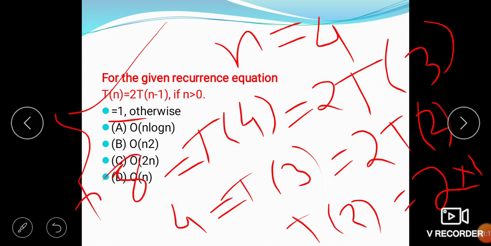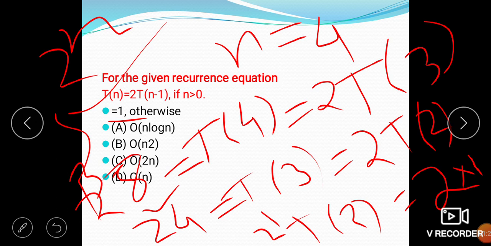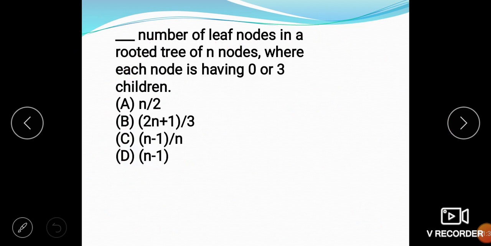So here you can see this is 2 to the power 3, 2 to the power 2, 2 to the power 1. So this is 2 to the power n. So option D is the correct answer, that is 2 to the power n. In this way you can solve this type of question by assuming any value for n.